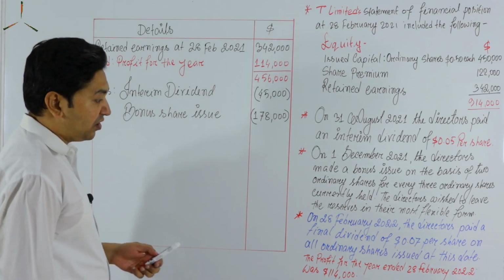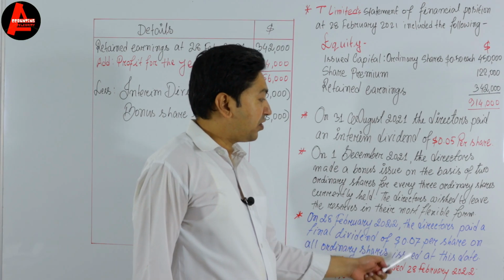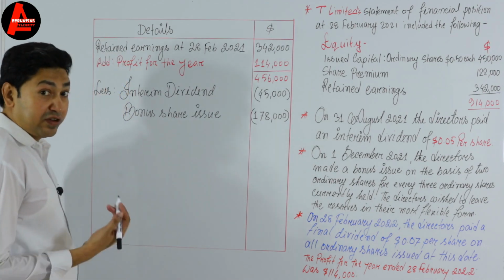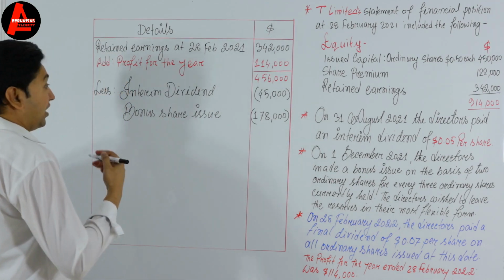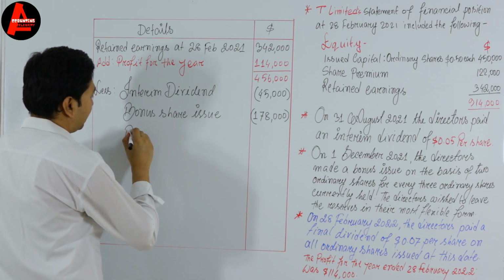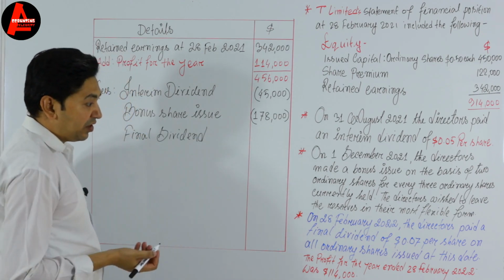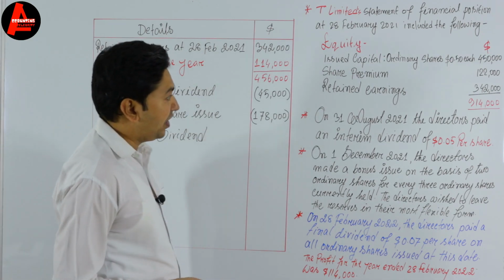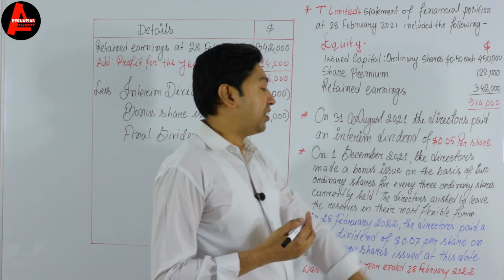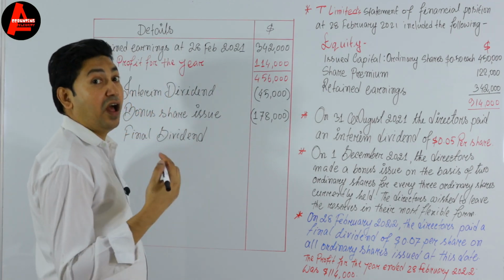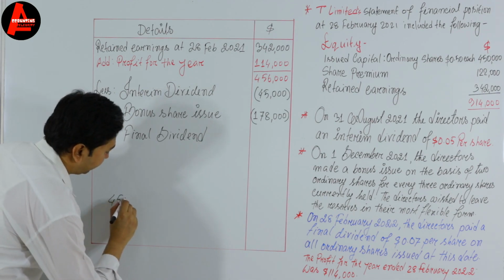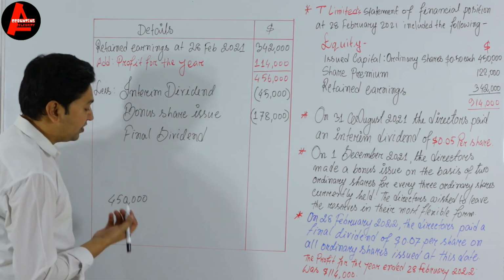Good. Then we have the final dividend, which is $0.07 per share on all the ordinary shares. Now we need to calculate our final dividend. Let us write here less final dividend. How do we find the final dividend? Here we had ordinary share capital of $450,000. This is the ordinary share capital. How many shares? So here we will write $450,000, this is the amount.